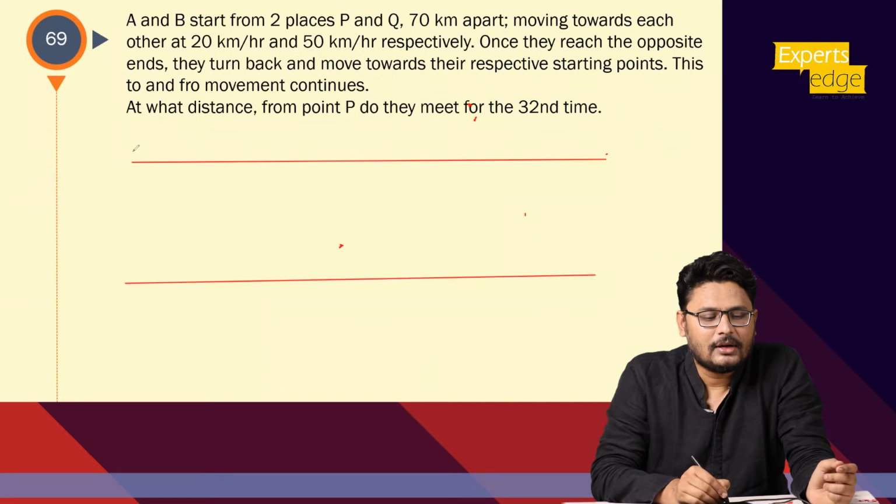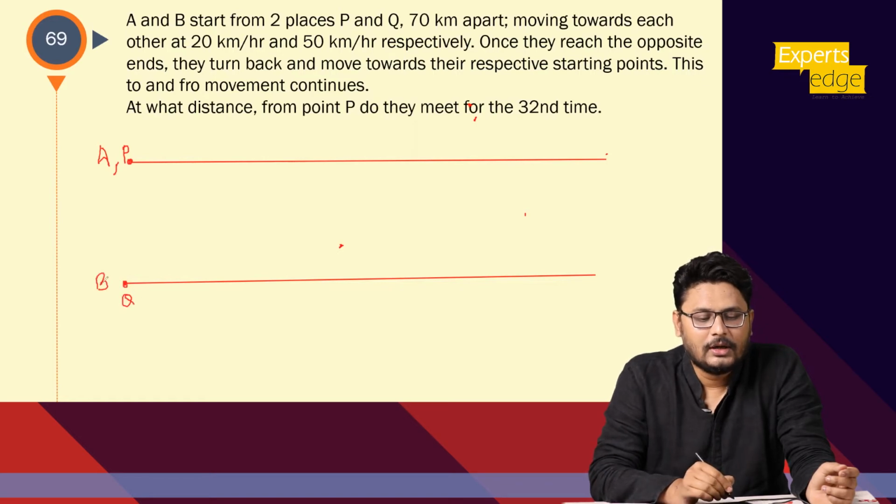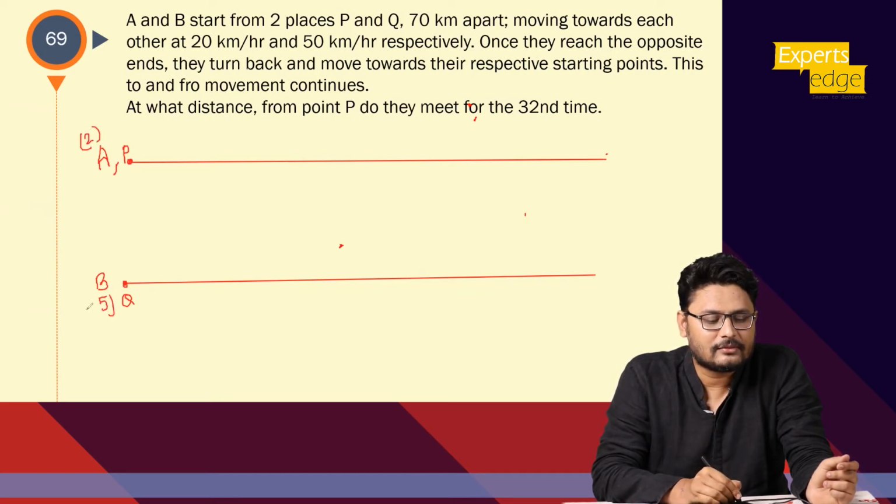So जैसे there are 2 points A and B start from 2 places P and Q, 70 moving towards each other respectively, right? So A starts from P, this is A and this is point P, and this is point Q. B starts from Q. I'll take the ratio of the speed, ठीक है? तो A का ratio का speed कितना होगा? 2, और B का होगा 5, okay? And this distance is how much? 70 kilometer.